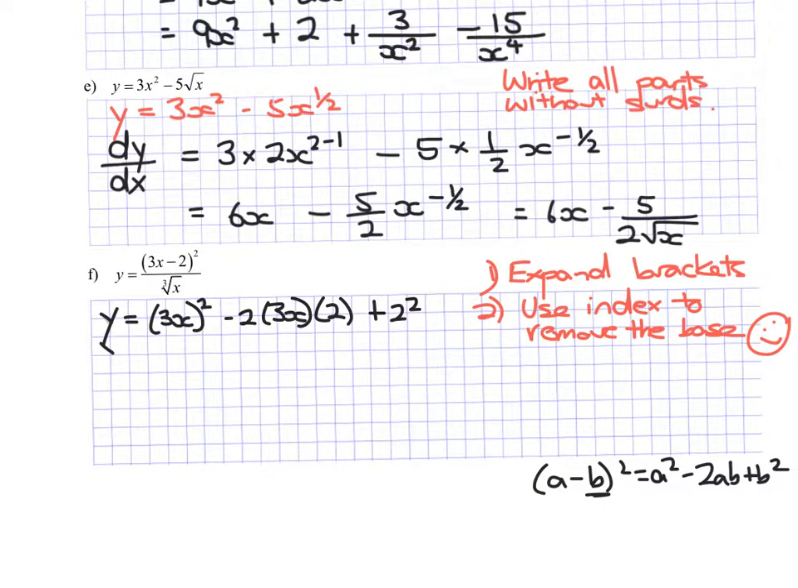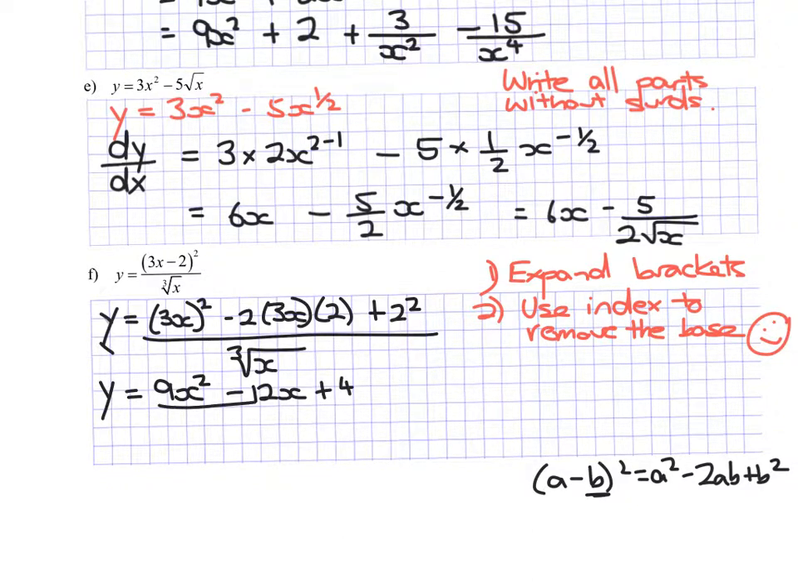So that y all over, don't forget your denominator, all over the cube root of x. So y is going to equal 9x squared take 12x, because 2 times 3 is 6, 6 times 2 is 12, plus 4, over, now I'm going to use the index laws to remove the base, remembering first, of course, that I want to get rid of that third, so make that x to the third.